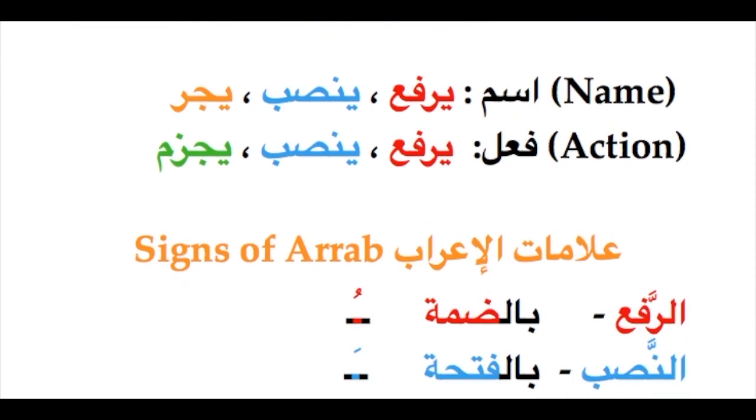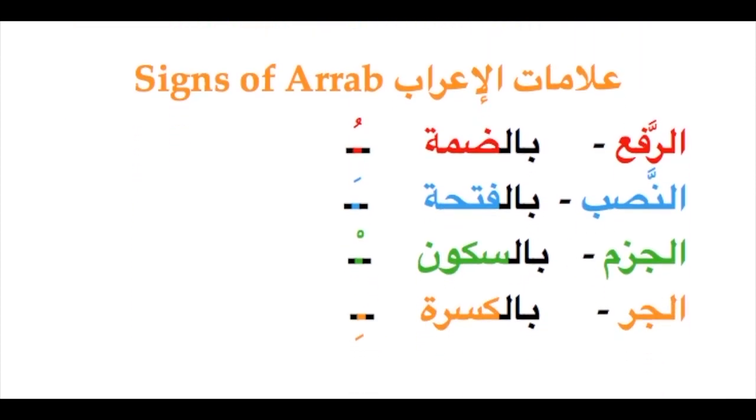The second part of our lesson is the signs of i'rab, alamat al-i'rab. Those are the 4 cases, and those are the signs, and they match. Those are called the original signs. There are exceptions, but we will learn the exceptions later on. For now, make sure you get those matched.